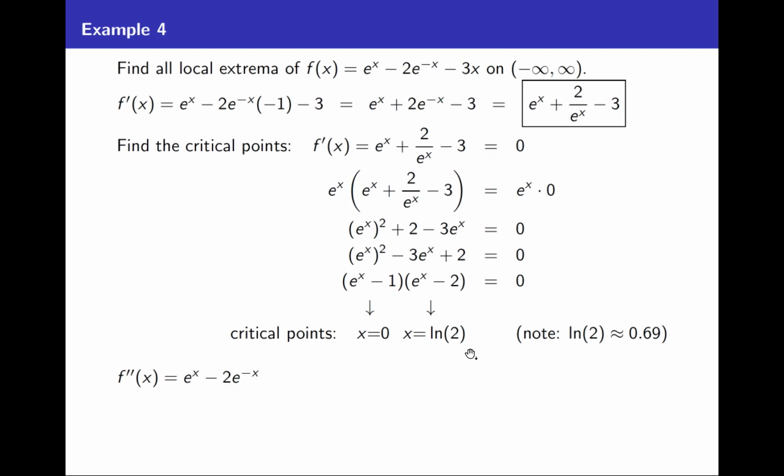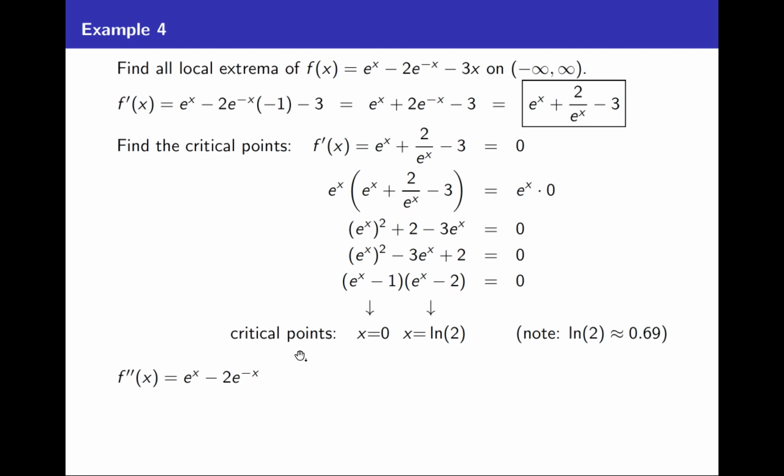And here, I think the easiest form of the first derivative to differentiate would be this one. So we'll differentiate that term by term. The derivative of e to the x is e to the x. The derivative of 2e to the minus x would be 2e to the minus x times the derivative of minus x, which is minus 1. And that gives you minus 2e to the minus x. And then the derivative of negative 3, that's 0. So there's your second derivative.